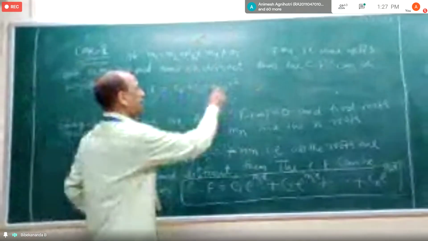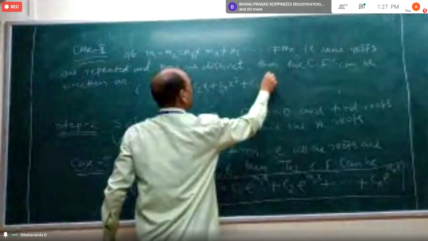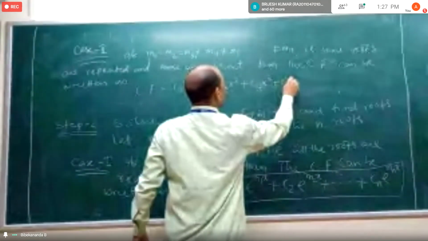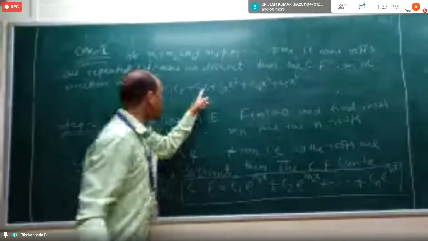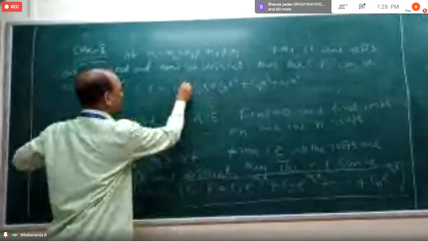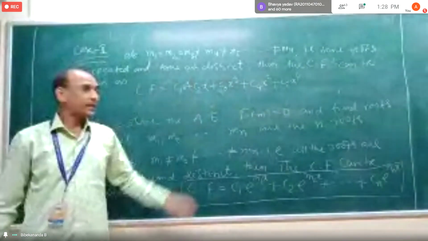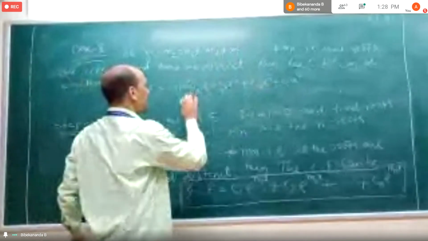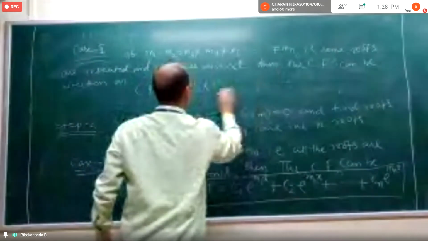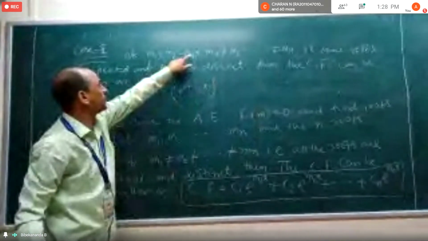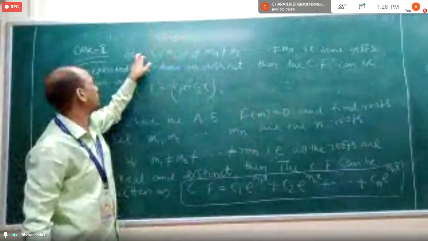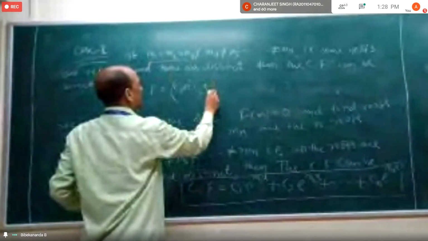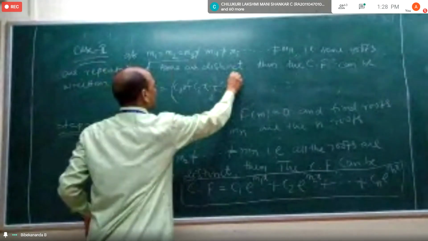If it is repeating 4 times, I can write C4 X cube. If it is repeating 5 times, I can write C5 X to the power 4. So the degree of X is increasing starting with X to the power 0, X to the power 1, X to the power 2 like that. If it is repeating twice, there is no need to write all the things, and whatever roots are there, you have to write any one of them, M1 or M2. Since I have written here 3 roots are repeating, what I will write here is C3 into X square.